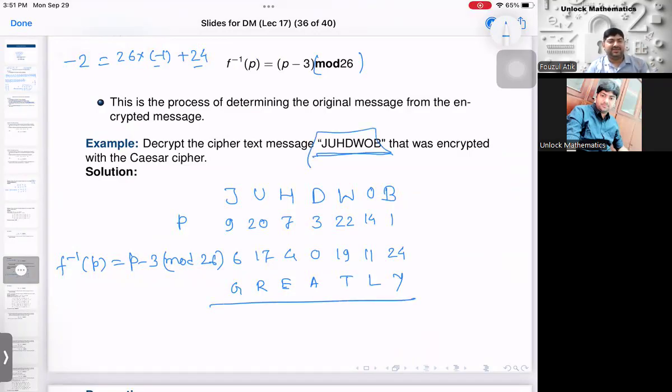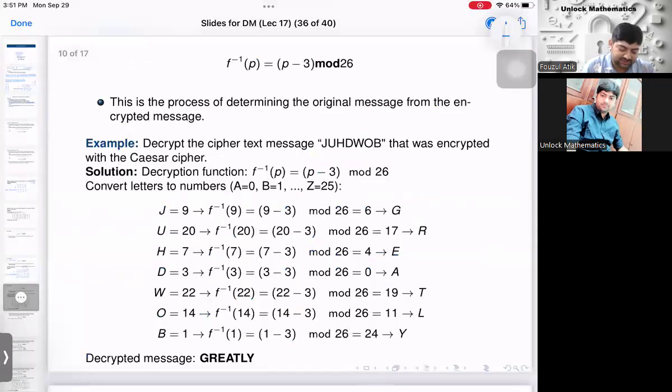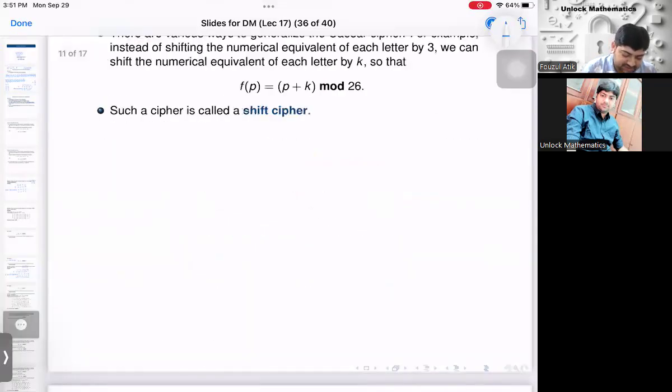I hope you understand. What we have learned using this encryption method is that we can make some message secret, and what help have we taken? We have taken the help of modular arithmetic, right? So this is how you should do it. So this one is the final answer that we have already discussed.